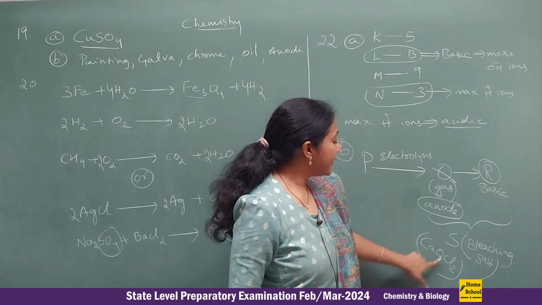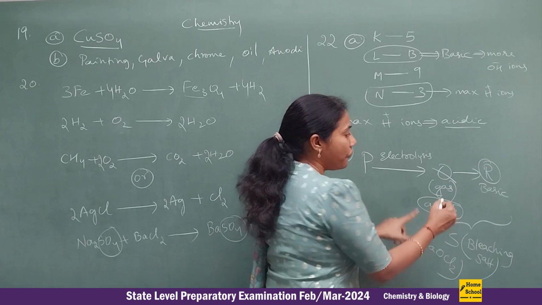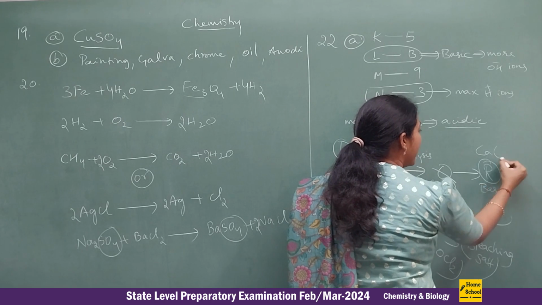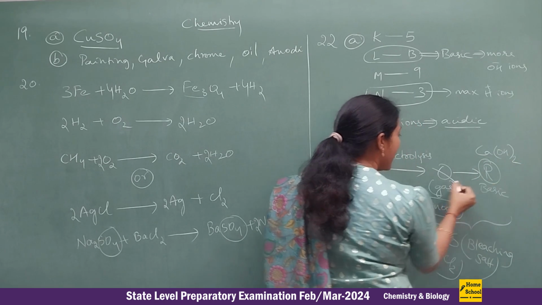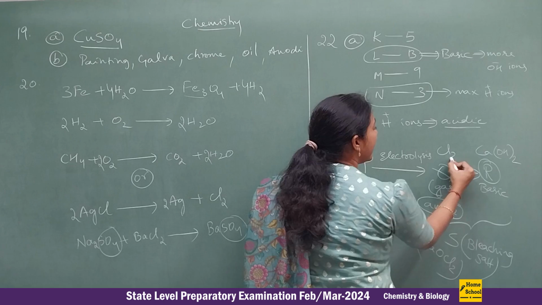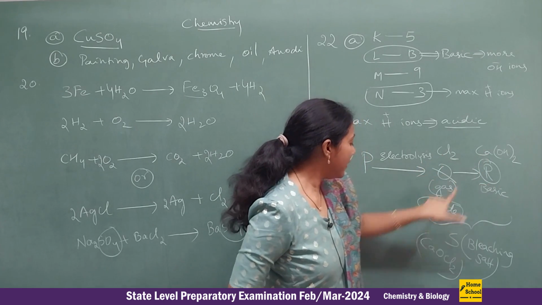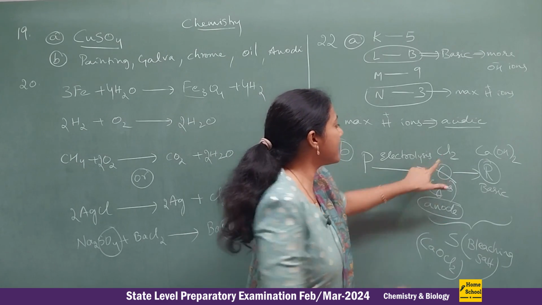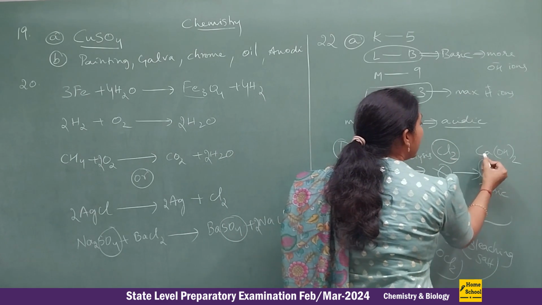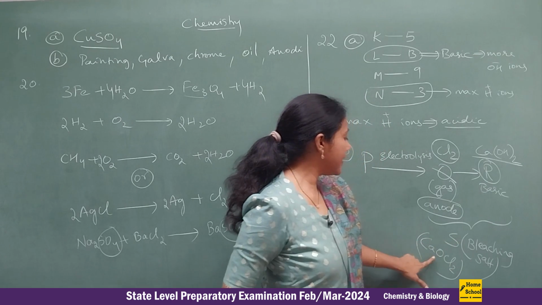So now this bleaching powder is prepared from calcium hydroxide. Calcium hydroxide is a base and you have to pass chlorine gas, isn't it? So when you pass chlorine gas through calcium hydroxide, bleaching powder is formed. So Q is chlorine gas, R is calcium hydroxide, S is bleaching powder.